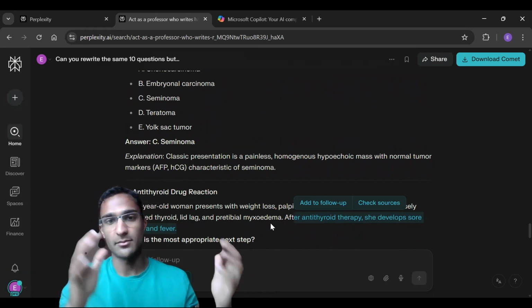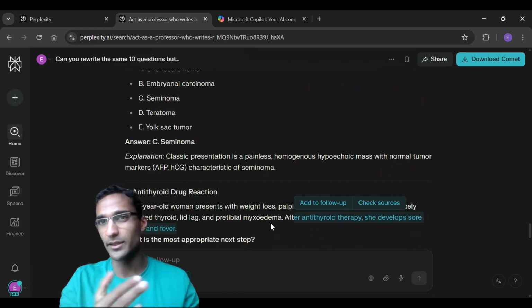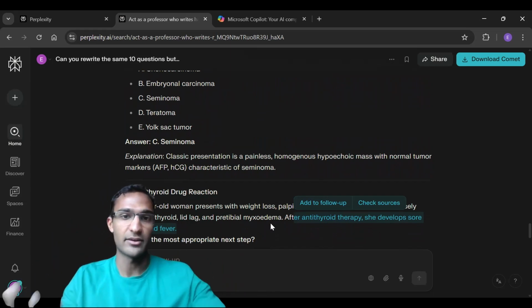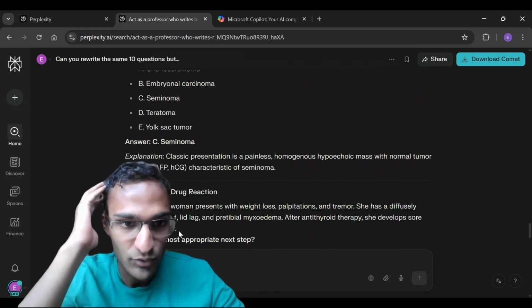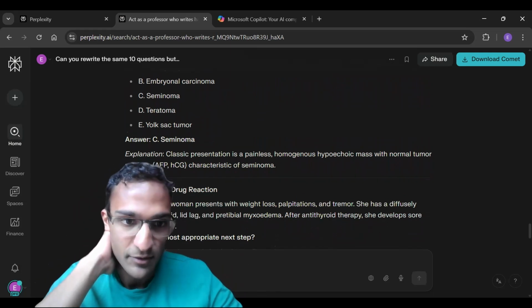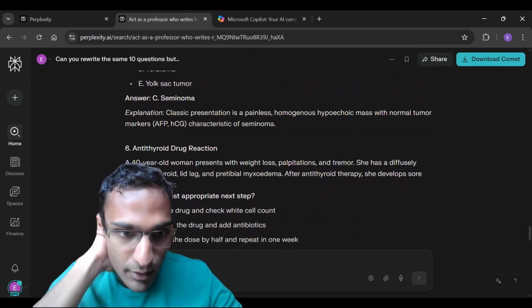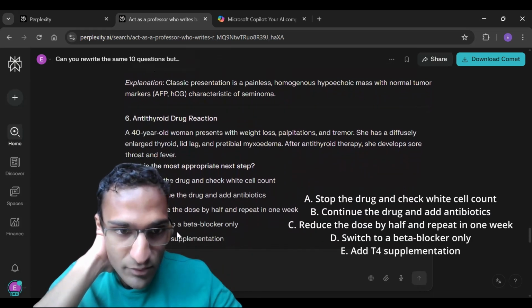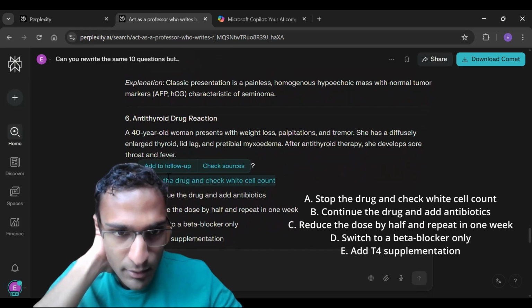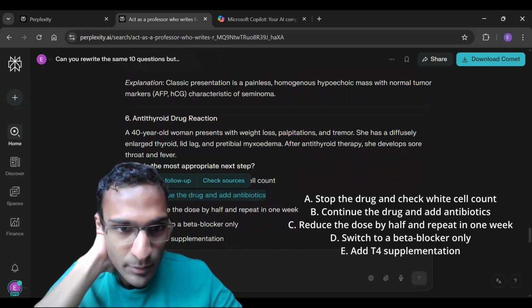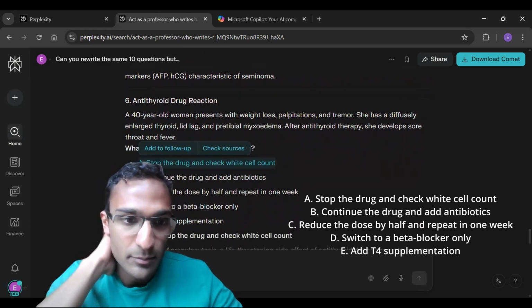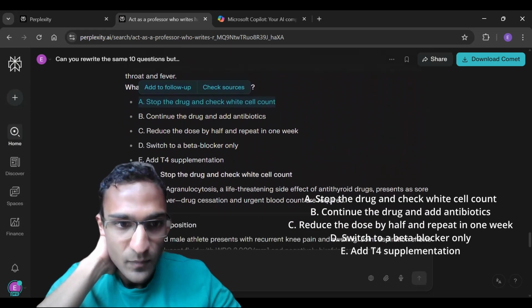So hyperthyroidism, given an antithyroid drug, probably carbimazole, and that causes agranulocytosis, which generally presents with the sore throat and fever. So I'm worried about agranulocytosis here. That's probably the most serious thing. It's probably going to be A. Would you continue? Probably not. I think you stop it. And I think antibiotics are probably important here as well.